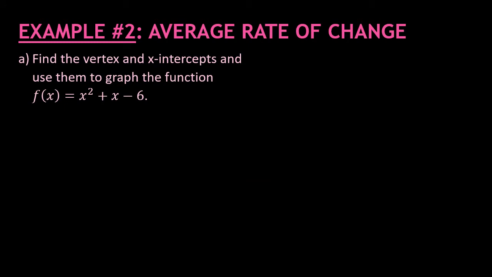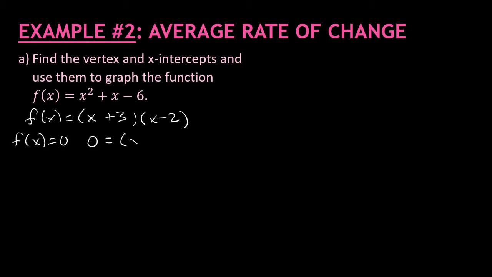All right, so example number 2. Average rate of change. We're going to find the vertex and the x-intercepts and use them to graph the function. We can do this a couple different ways. I'm going to just go ahead and factor. I think factoring is kind of fun. That was a joke. So this is going to be x plus 3 times x minus 2. If I factor, I find the x-intercepts happen when y equals 0.